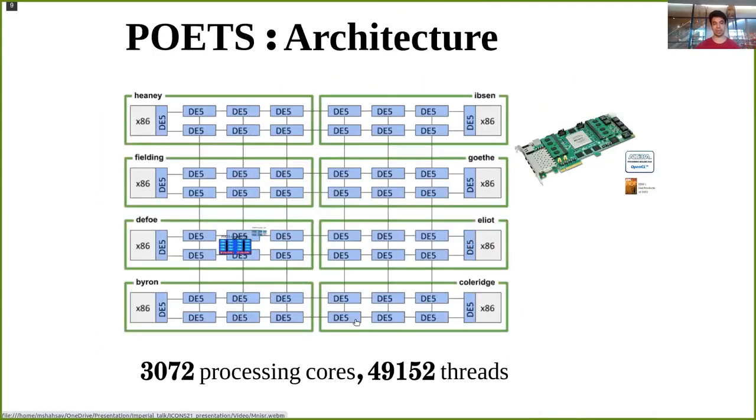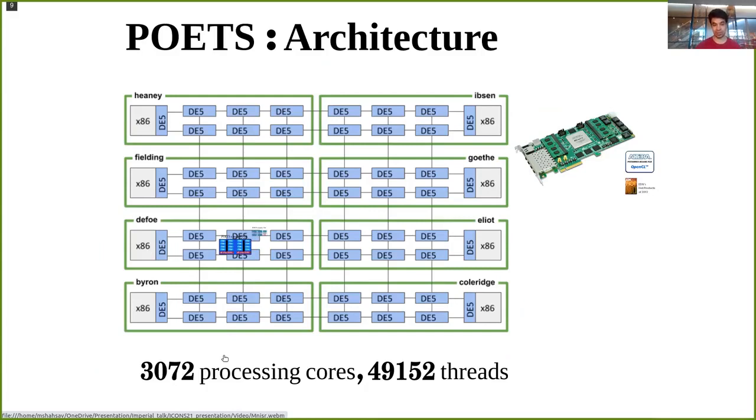But let's have a look at the architecture of POETS. POETS is extensible and extendable. It means we can add more boards and more boxes. In the current version, we have 8 boxes. Each box has 7 FPGA boards, of which 6 are working FPGAs and 1 is an interconnection FPGA between the desktop computer and the FPGA boards. In general, we have more than 3,000 processing cores and close to 50,000 threads.